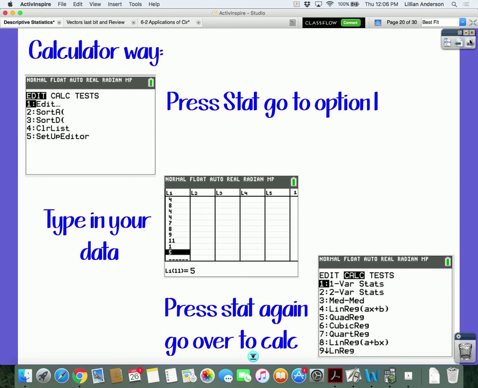Do they have to be in order? No, they do not have to be in order, because the calculator is actually going to do that for you. So it's a number, then I hit enter. Yep, a number, then you hit enter.